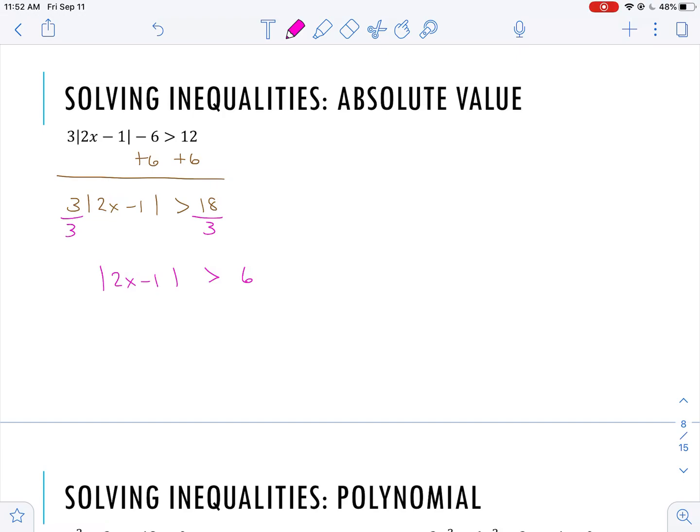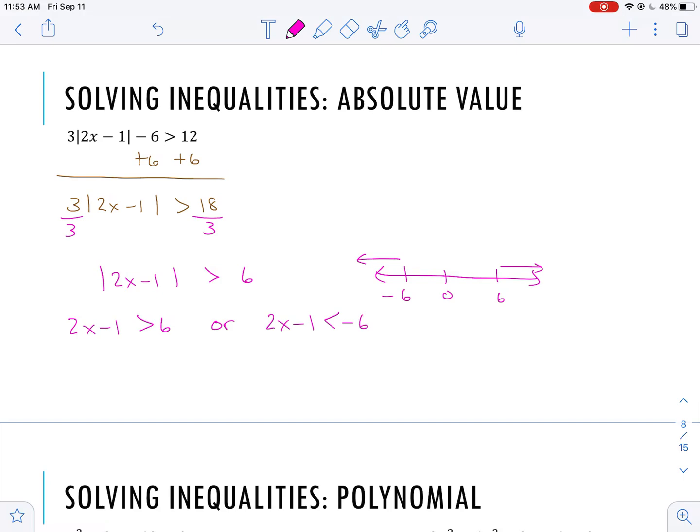And so that means this number's distance from 0 is greater than 6. To be more than 6 away from 0, you go this way or this way. So this is going to be an "or" problem. Either 2x minus 1 is greater than 6, or 2x minus 1 is less than -6.